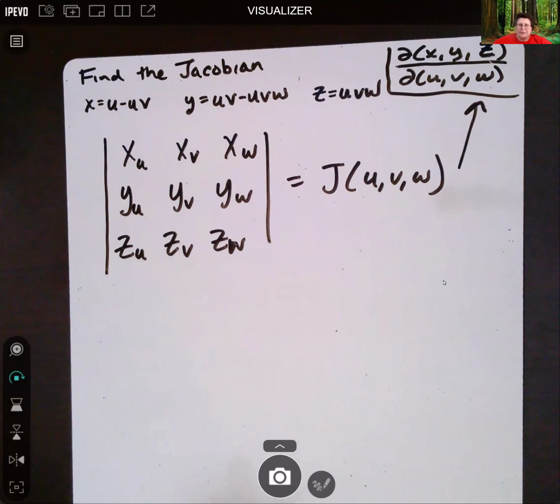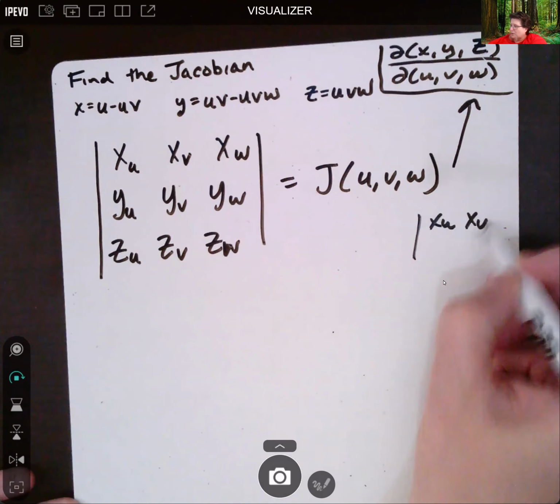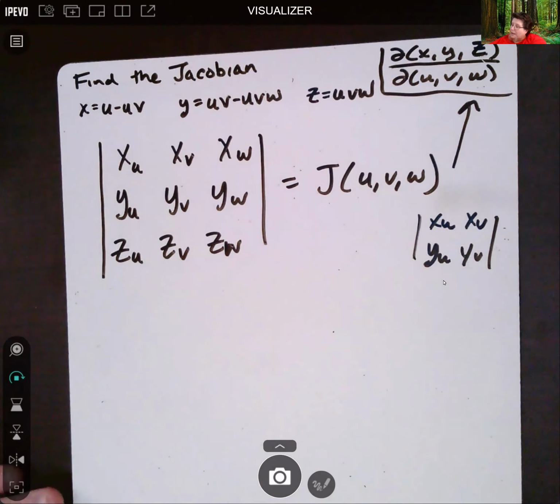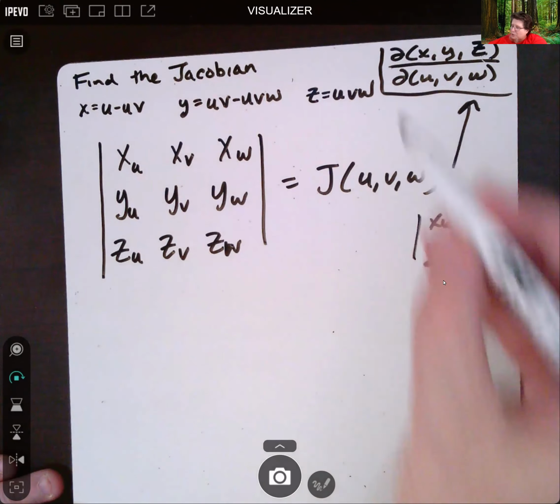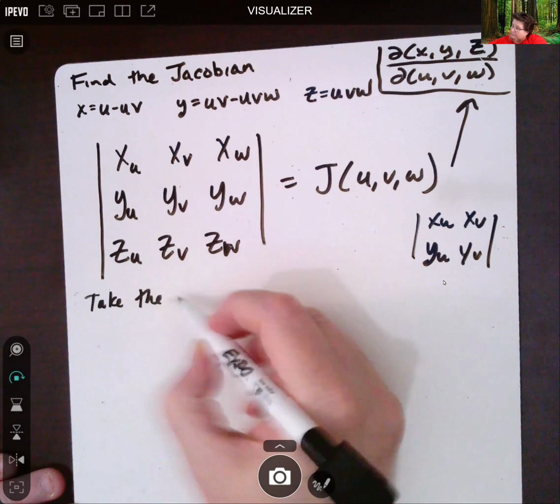This is 14.7. We're working on the Jacobian. We looked at the 2D version yesterday. The 3D version is like the 2D version. The 2D version was xu, xv, yu, yv, and we did the determinant. The Jacobian for the 3D is the larger one. As a note, we take the absolute value when you're done with any of these.